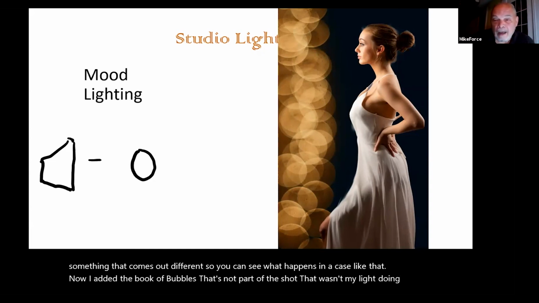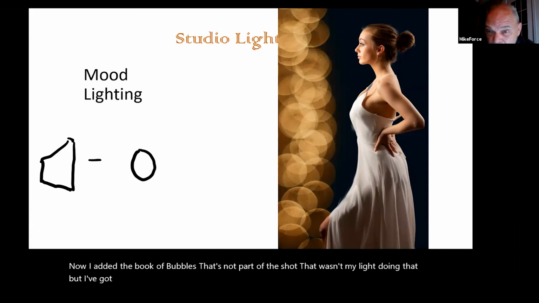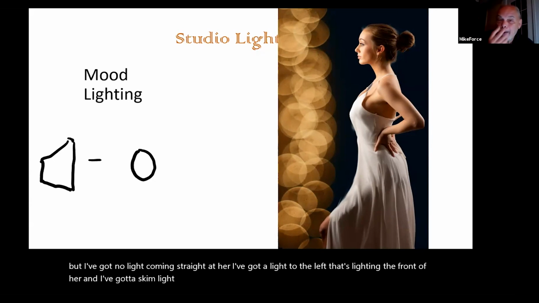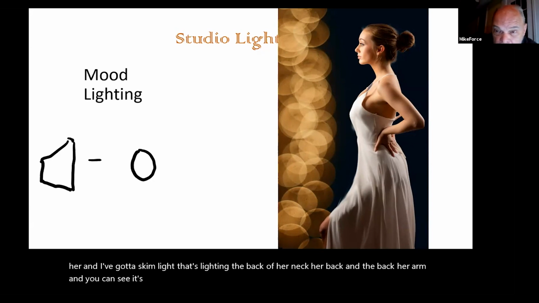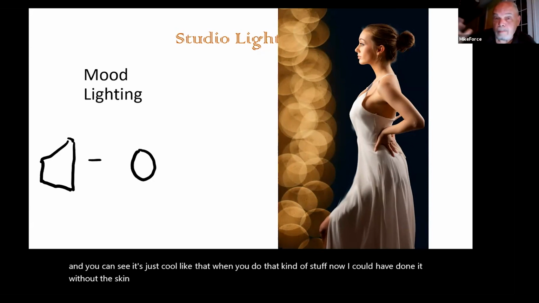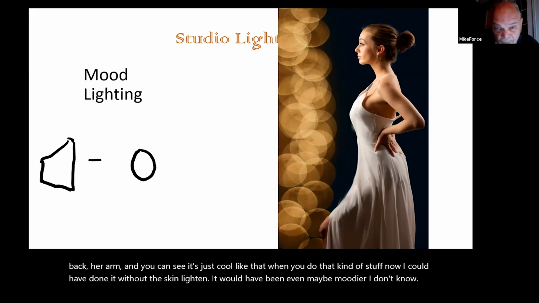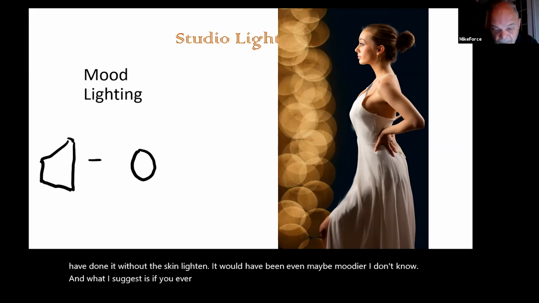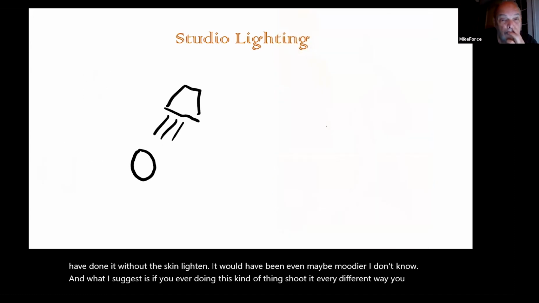But I've got no light coming straight at her. I've got a light to the left that's lighting the front of her, and I've got a skim light that's lighting the back of her hair, her neck, her back, and the back of her arm. And you can see it's just cool when you do that kind of stuff. Now I could have done it without the skim light. It would have been even maybe moodier. I don't know. And what I suggest is if you're ever doing this kind of thing, shoot it every different way you can. See what you like the best.